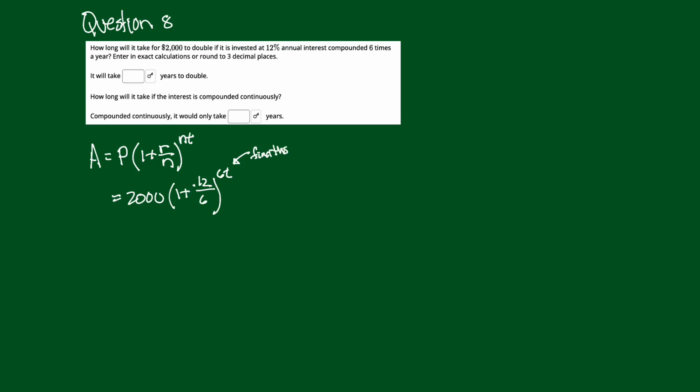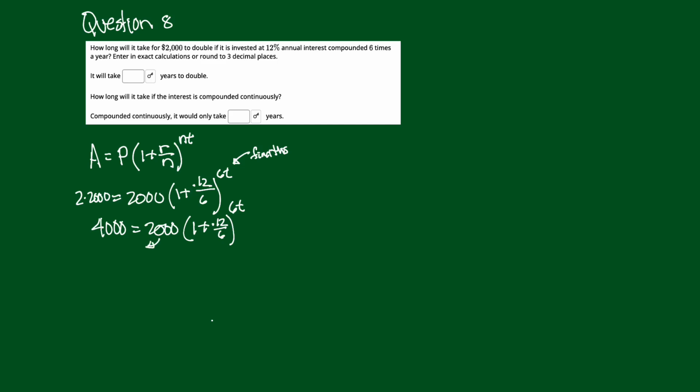Now there's something else I need here. I need A. Well, what is A? What we're trying to do is find the amount of time it takes for our amount to double. So to double, we start with 2,000, and you double that: 2 times 2,000, or just write the 4,000 if you like, but I'll write 2 times 2,000. Now, this gives us 4,000 is equal to 2,000 times the quantity 1 plus 0.12 over 6. I'm not going to do any of these computations. I'll have my calculator do it all for me. Raised to the 6t.